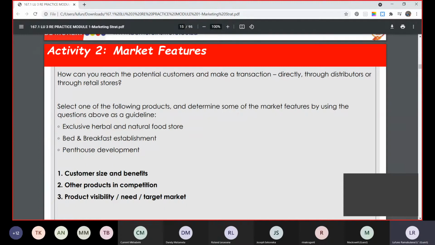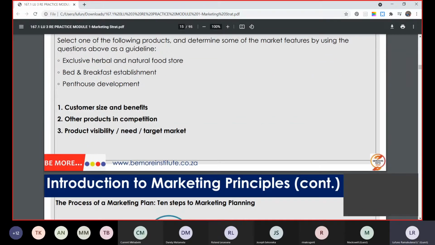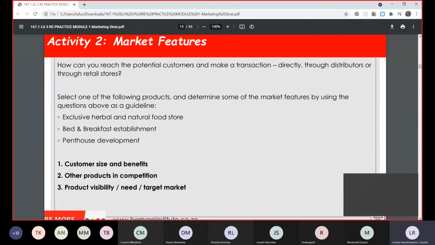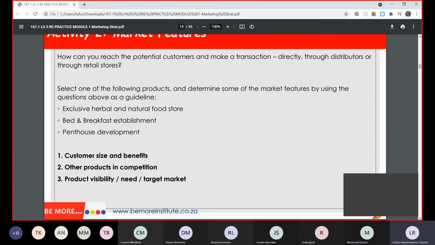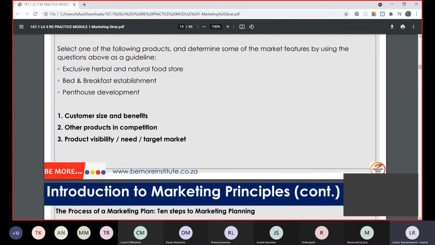Select one of the following products and determine some of the market features by using the questions above as a guideline: exclusive herbal and natural food store, bed and breakfast establishment, penthouse development. You look at the customer size and benefits, other products that are competing, product visibility, need, and target market. These are the different market features that you need to consider.